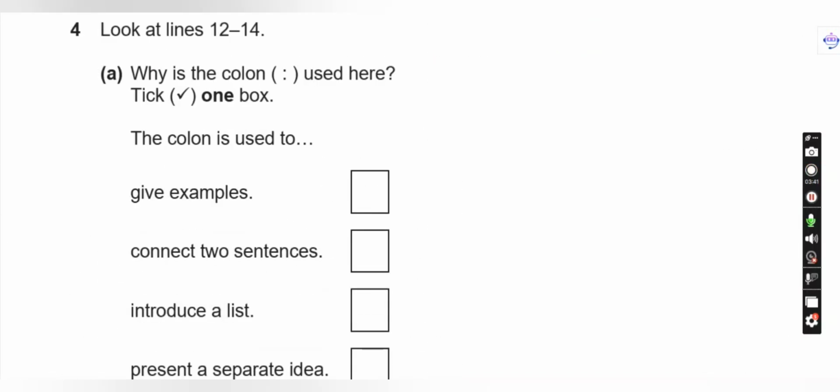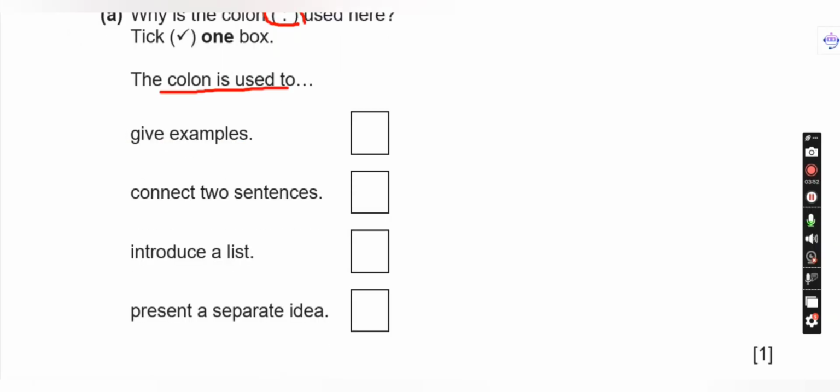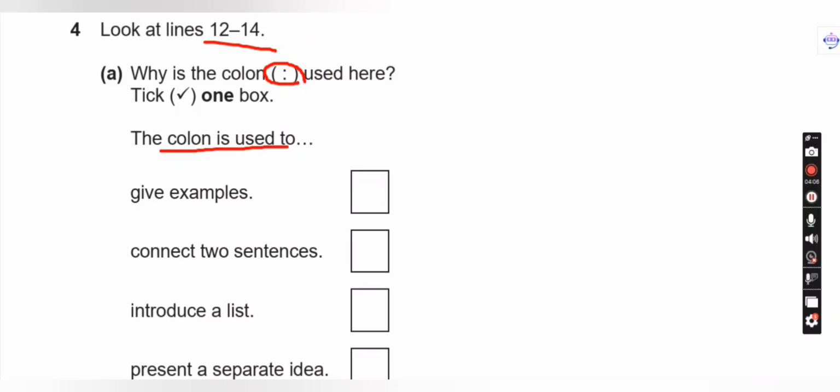Next. Look at line 12 to 14. Why is a colon used? You know the function of it: give example, connect to sentence, introduce a list, or present separate ideas. Let's find out which one of them. He said line 12 to 14.